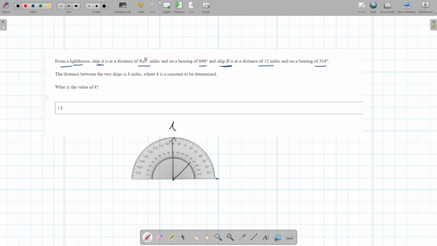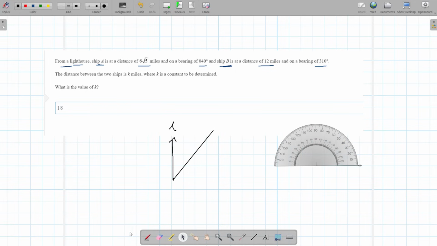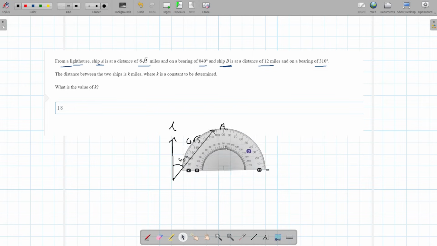Oh, that did not work. Let me take a line like this. This is going to be 40. And let me move my protractor away. This would be over here, ship A, at 40 degrees, and it's going to be 6 radical 5. Then they're saying ship B is at a distance of 12 miles at a bearing of 310 degrees.